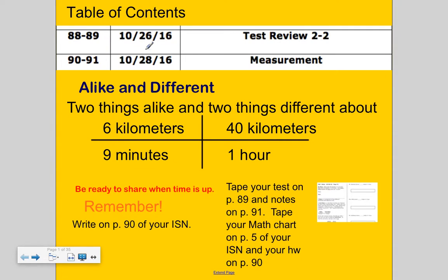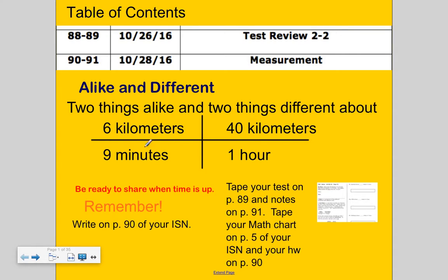This lesson is over how to convert measurement units in the customary system. Name two things alike and two things different about these. 6 kilometers is equivalent to 9 minutes, and 40 kilometers is the same thing as 1 hour. Well, they're alike because they're about time and kilometers.